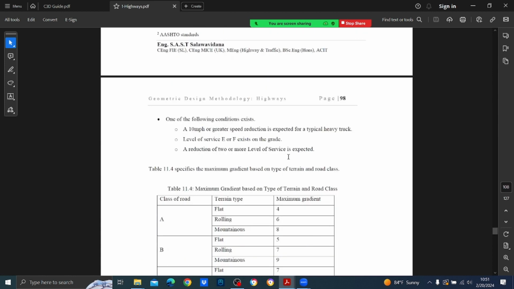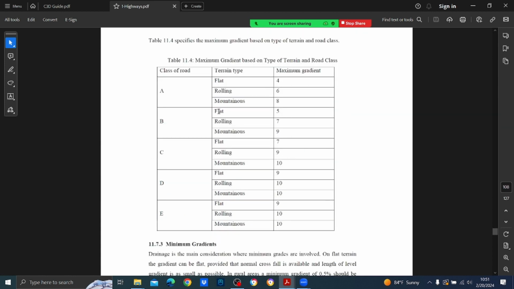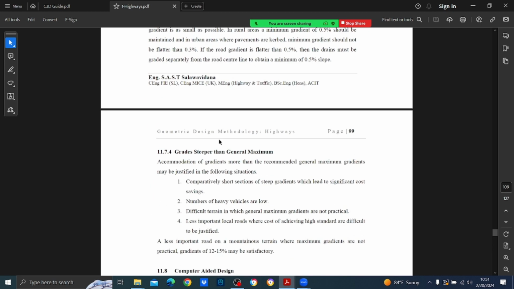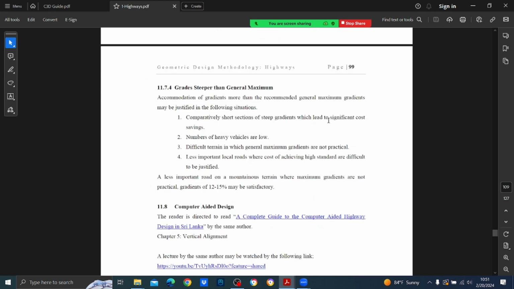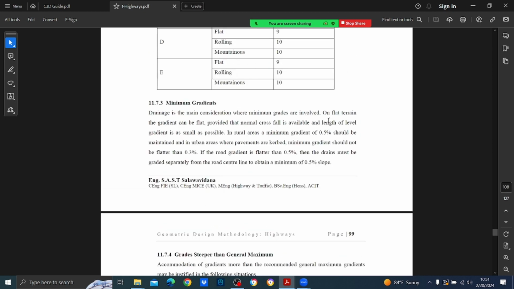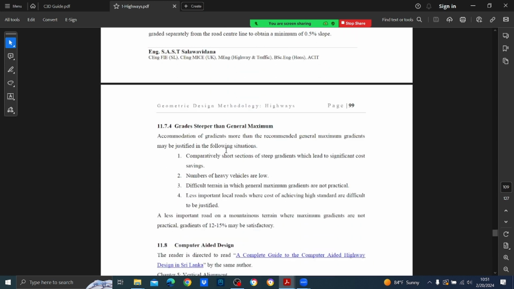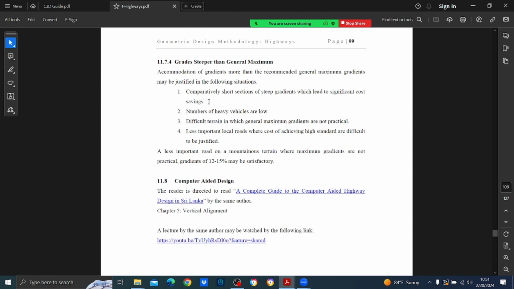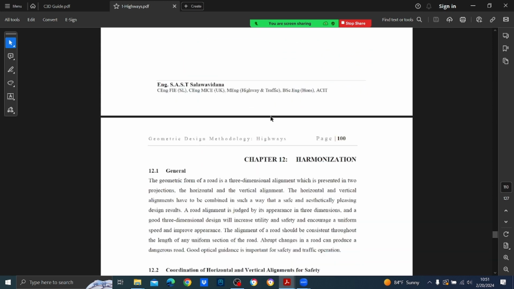Okay, and the grades, of course, what you have to think about are the maximum gradients, right? If it is an A class road, if you are going in flat terrain, it should be 4% maximum. If it is rolling, 6%. If it is mountainous, 8%. Likewise, you have to calculate. Now, you have to consider these things. And the minimum gradient, it should usually be 0.3%. Minimum gradient should be given, otherwise there will be a drainage problem. Okay. And grades steeper than the general maximum are sometimes used where necessary. Okay, so you can read these things, right?